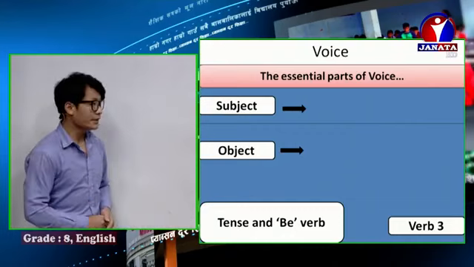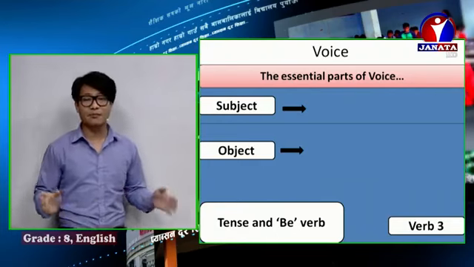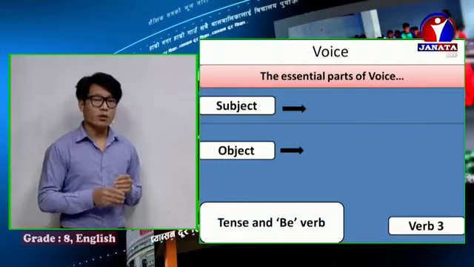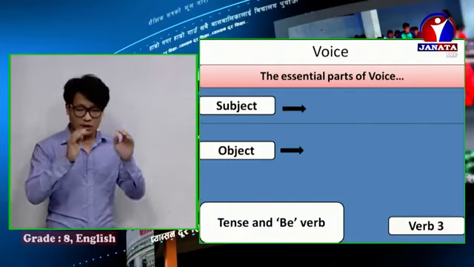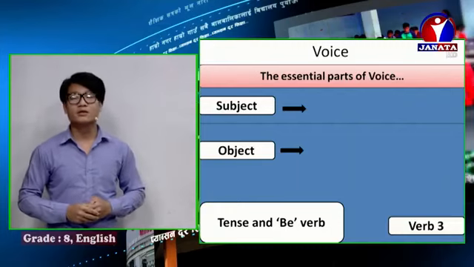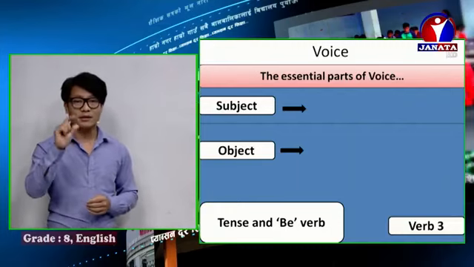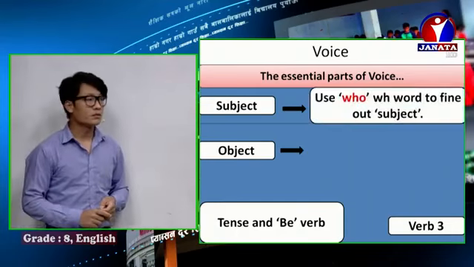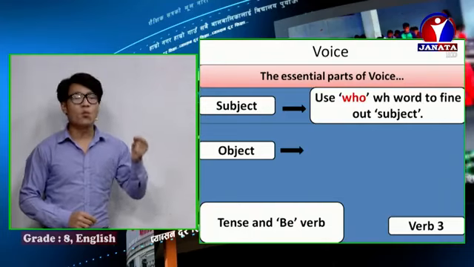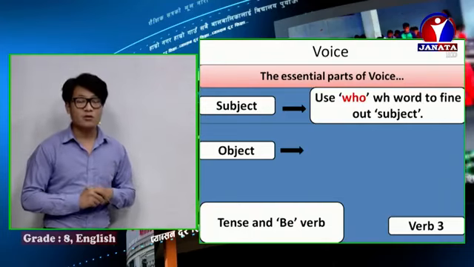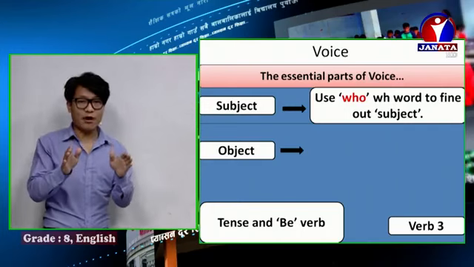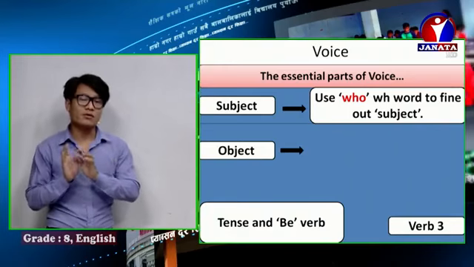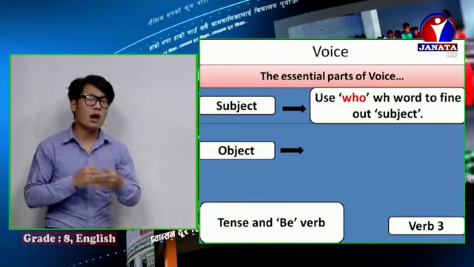But the question is here, some students may have a problem: how to know what the subject is. So when you have such a difficulty to know the subject, then you can ask one WH word, and this WH word is who. Use the WH word who to find out the subject. If you have any problem, then use this WH word who to find out the subject. Later also I will show you how to use it.